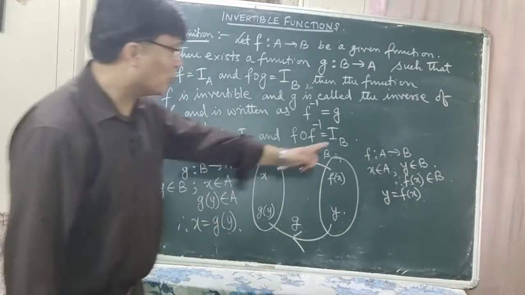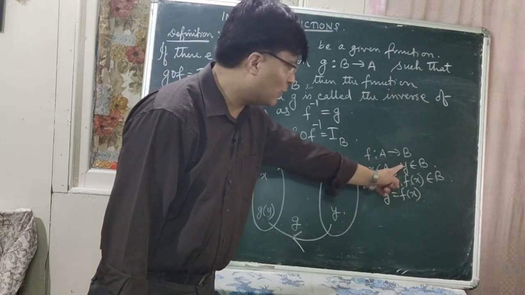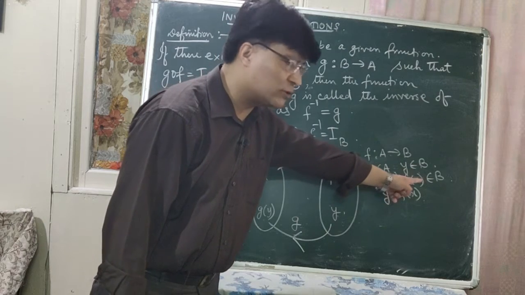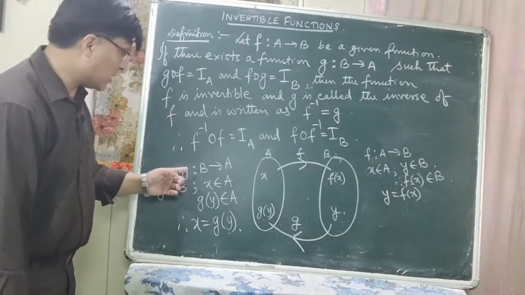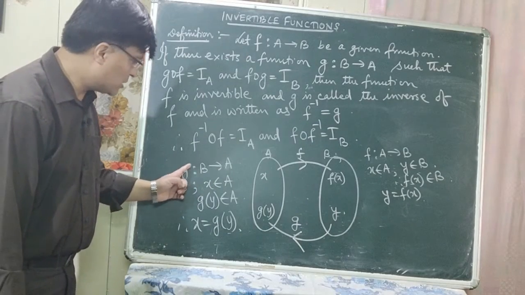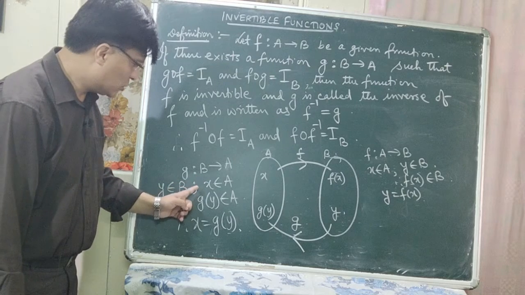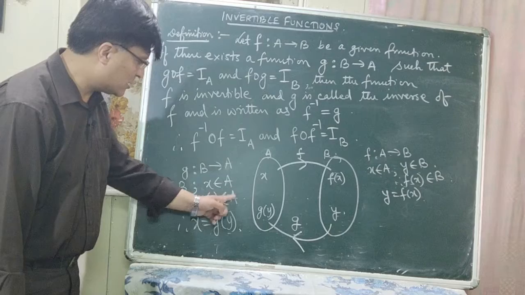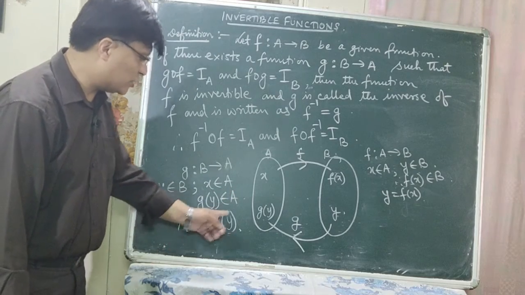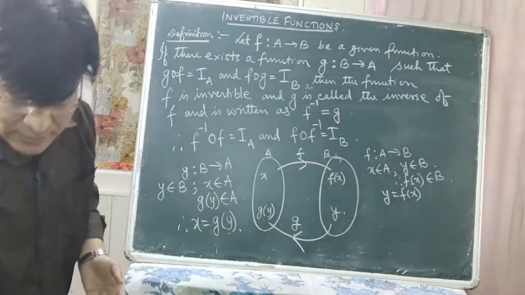Okay, so F such that A to B, that means X belongs to the set A and here Y belongs to the set B, or F of X belongs to the set B, so Y is equal to F of X. So in this case this is the inverse function, G such that B to A, here Y belongs to the set B, so X belongs to the set A, so G of Y belongs to the set A, so X is equal to G of Y. Is that clear? So you can copy it.